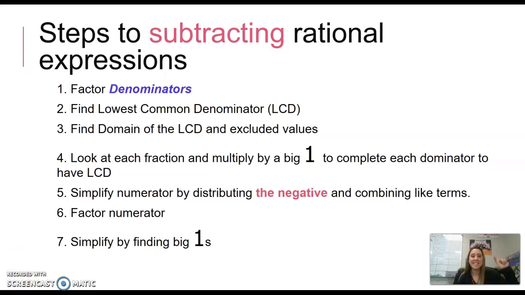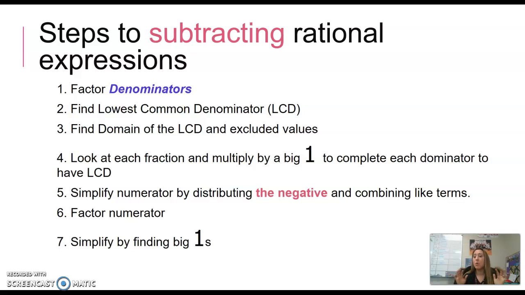Okay, so I fixed the slide. It says steps to subtracting rational expressions. First thing we're going to do, we're going to factor those denominators. Then we're still going to find that lowest common denominator. That's finding the factors in the first denominator and the second denominator and getting them together. We're going to find the domain of that lowest common denominator. Then we're going to multiply each fraction by whatever it's missing so that we can have a lowest common denominator. And then step 5, where we're going to simplify the numerator by distributing the negative and combining like terms.